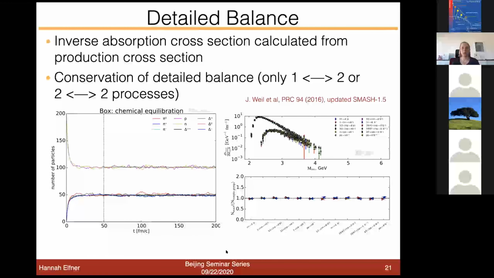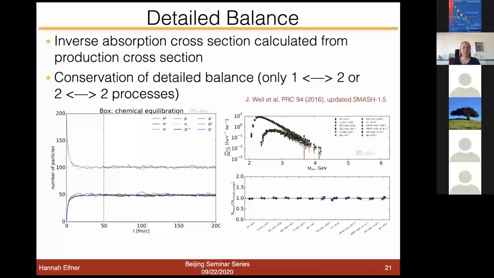And another basic thing is the detailed balance, which is the reason why we chose in the beginning to only include 1 to 2 and 2 to 2 processes, because for those we can implement detailed balance. So you have the forward and backward reactions, and you count the forward and backward reactions. And if this line here agrees, then everything is fine.